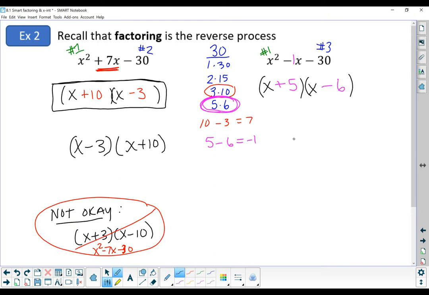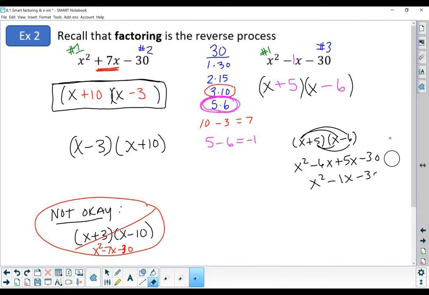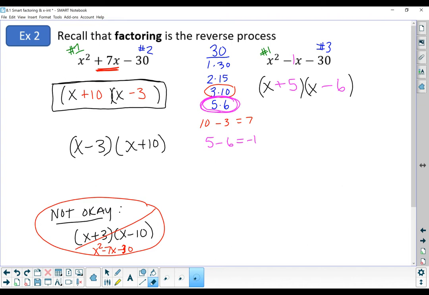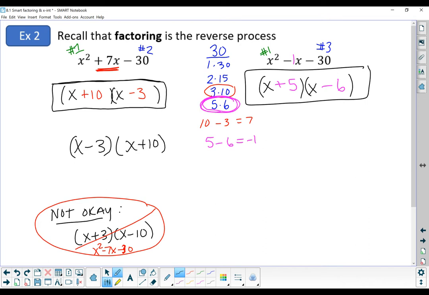And if you ever are unsure if your answer was correct, you can always multiply it out and see. There's an x squared, a negative 6x, a positive 5x, and a negative 30. So when I simplify that, I get the trinomial that I started with. So again, that's just an optional checking step, probably a great idea on a test, probably not necessary to do on every homework problem, but a good idea for a test. All right. So that is what I like to call just some basic factoring.